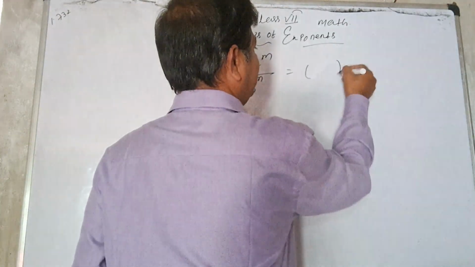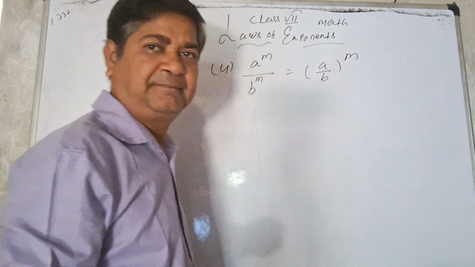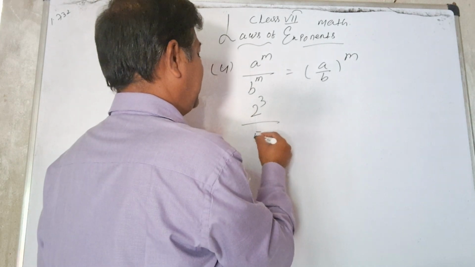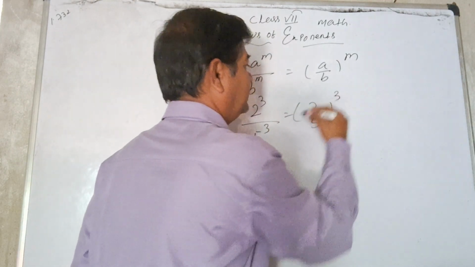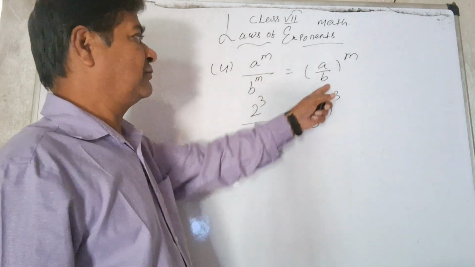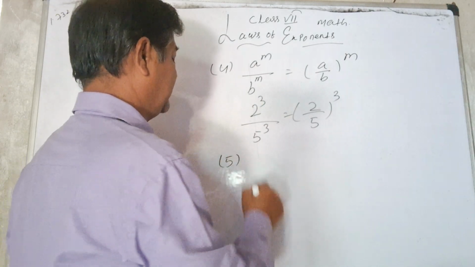Power m remains unchanged: (a by b) to the power m. Just for example, 2 to the power 3 divided by 5 to the power 3. The answer will be (2 by 5) whole to the power 3. This is the first law.